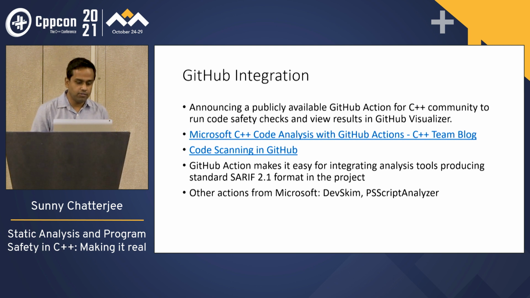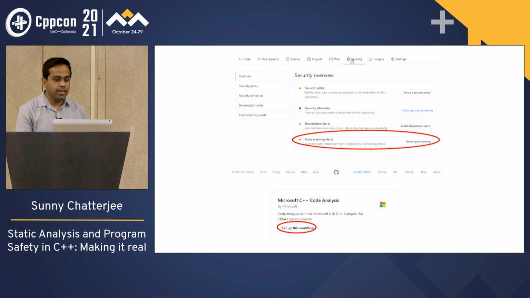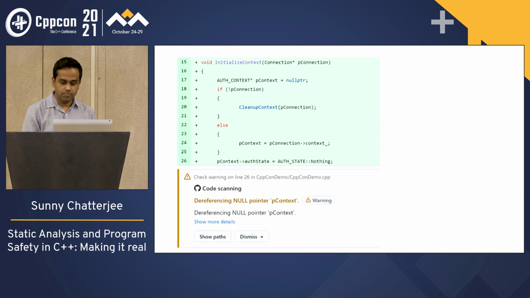I would also like to point out there are a couple of other actions from Microsoft you might see in the marketplace in GitHub. There is one called DevSkim, which is security checks. There is PSScriptAnalyzer, a lint check for PowerShell. It's just 3 clicks with which you can set up these code scanning alerts. You go to GitHub in your project, you go to security, you go to code scanning alerts, you click on setup code scanning, and then you select Microsoft C++ code analysis, and you set up this workflow. That's all there is to it. And if you have your code in GitHub, you now have these alerts show up in your pull request. This is just a snapshot of that.